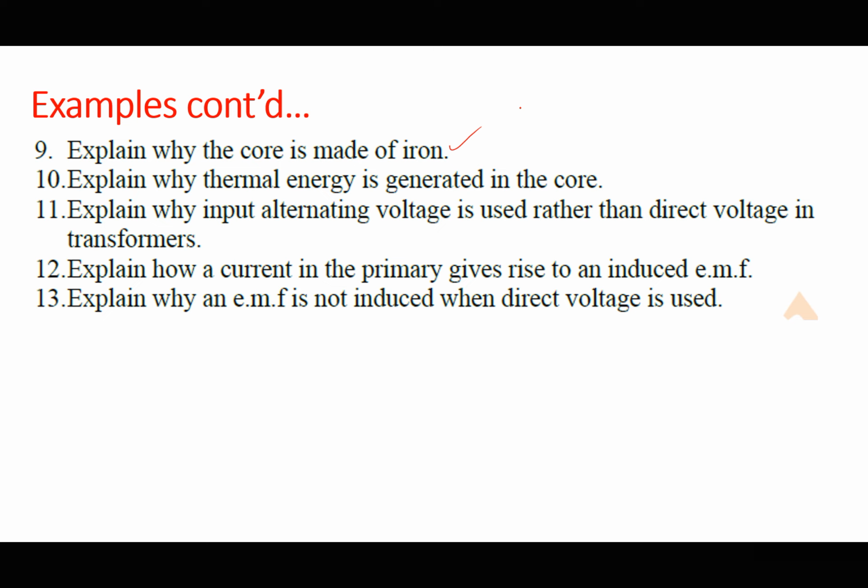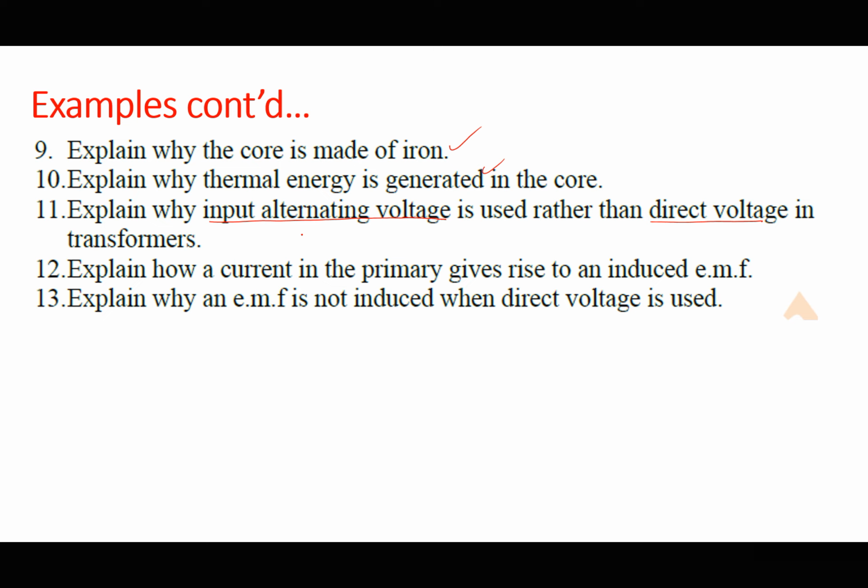Explain why thermal energy is generated in the core. We talked about eddy currents. The changing magnetic field induces eddy currents in the soft iron core, which dissipate energy as heat. Explain why input alternating voltage is used rather than direct voltage. Why do we use alternating current in a transformer rather than DC? We know that alternating current can easily be stepped up and stepped down using the transformer. Direct current cannot be stepped up or stepped down.